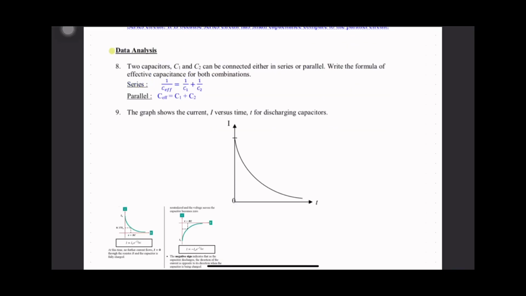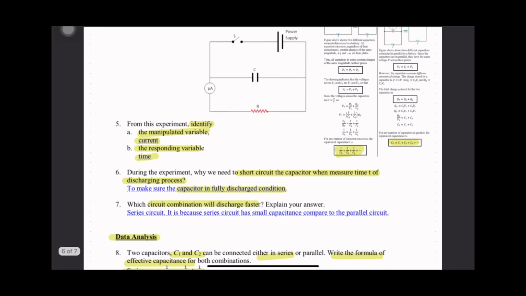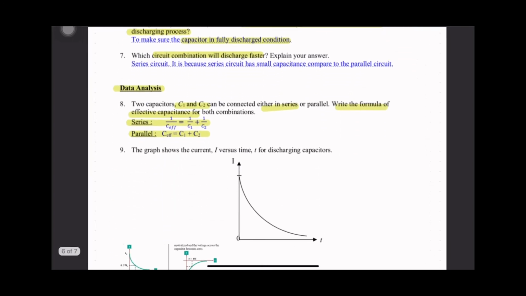Okay, for data analysis, okay, two capacitors C1 and C2 can be connected either in series or parallel. Write the formula of the effective capacitance for both combinations. For this you can refer to the lecture notes on series and parallel. This is an example I have taken. Okay, so this is an example of connection in series. This is the effective C. And for capacitors in parallel, this is the formula for the effective C.